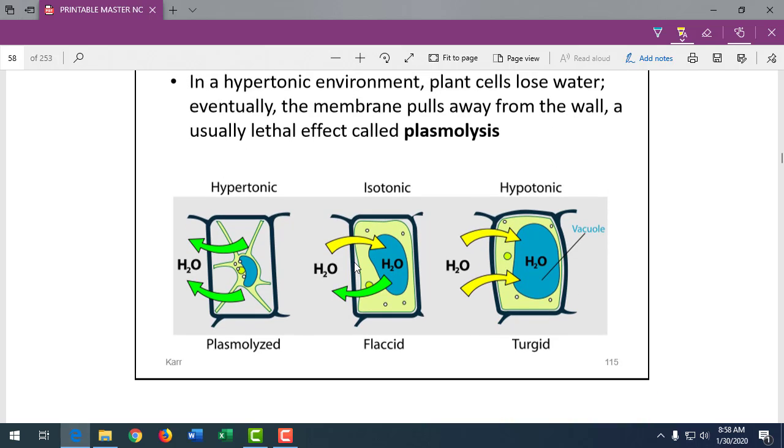So this would be a flaccid plant that maybe isn't getting enough water. We have equal back and forth. We need to keep watering a plant. It needs to be in moist soil, so it's constantly taking in water.